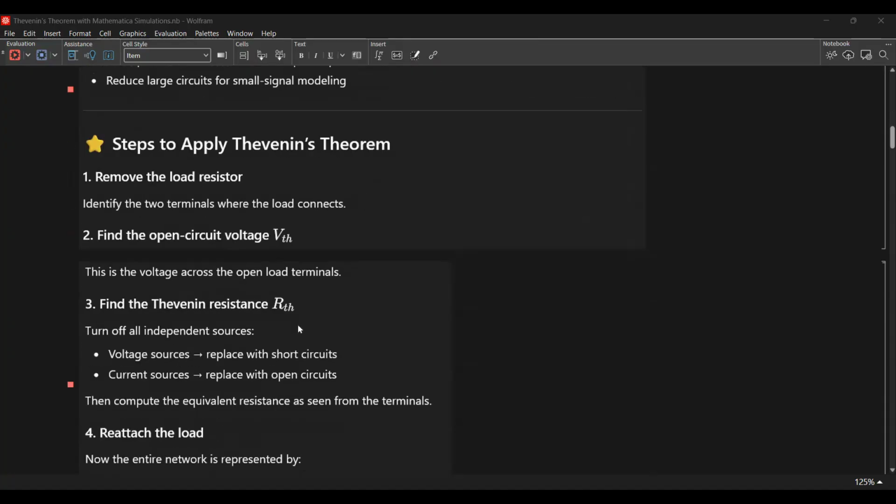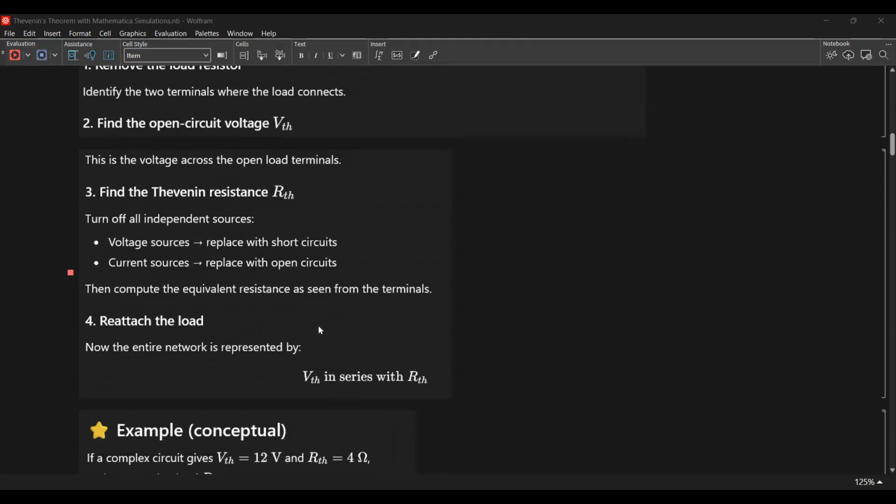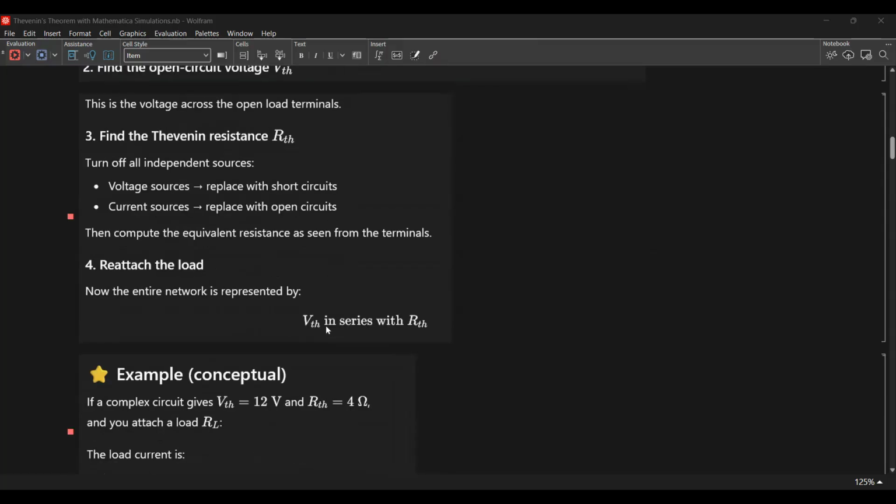Then find the open circuit voltage. So we have the VTH here. This is the voltage across the open load terminals. Find the Thevenin resistance RTH. Turn off all the independent sources. So voltage sources are replaced with short circuits, and current sources are replaced with open circuits. Then compute the equivalent resistance as seen from the terminals. So reattach the load. Now the entire network is represented by VTH in series with RTH.